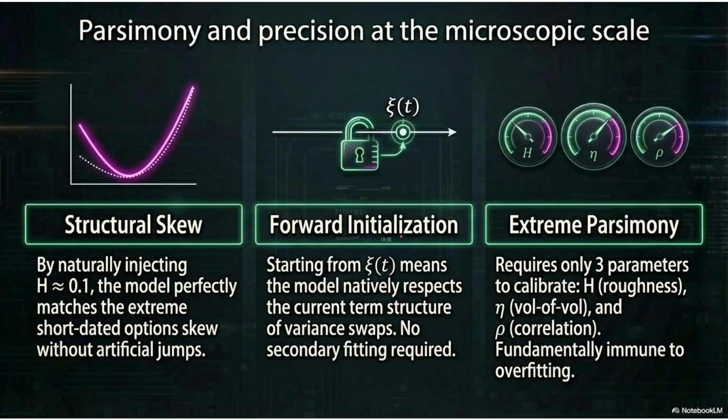So the elegance of this rough Bergomi model lies in its parsimony and precision at the microscopic scale. First, structural skew. By naturally injecting H equal 0.1, the model perfectly matches the extreme short-dated option skew without introducing artificial jumps. Second, forward initialization. By starting here, the model natively respects the current term structure of variance swaps, requiring no secondary fitting. Third, extreme parsimony. It requires only 3 parameters to calibrate: the H roughness, this one, the volatility of volatility, and the correlation, making it fundamentally immune to overfitting.